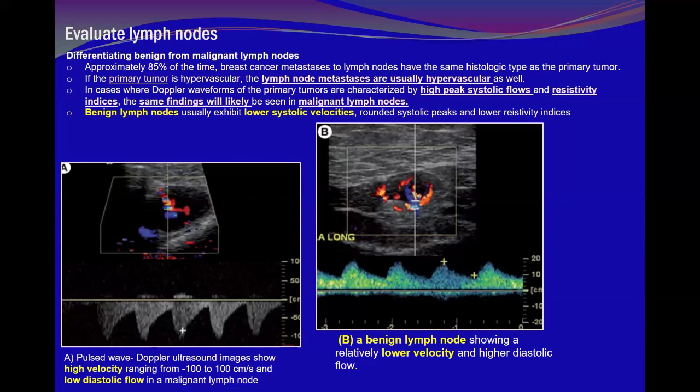Yes. The high peak systolic flow indicates there is more need to push the blood inside the node. So here the flow velocity is increased. Here there is a need for a force to push blood inside the high resistance node. Okay. So the flow velocity is going to be increased to push more blood inside the high resistance lymph node. Whereas in the benign one, there is an optimum pressure needed to push the blood inside the normal lymph node.